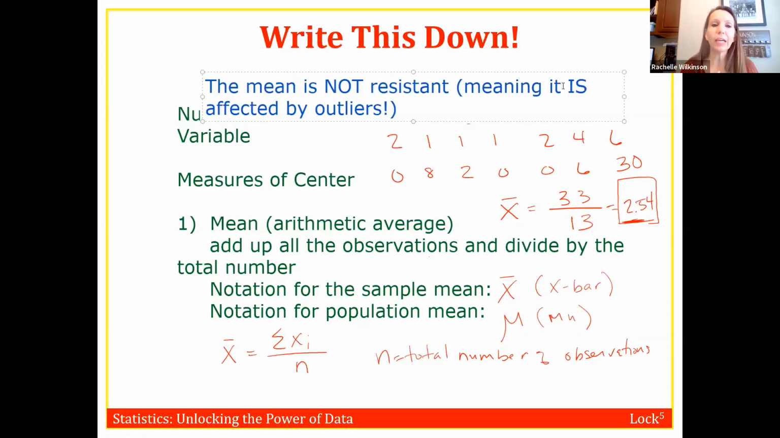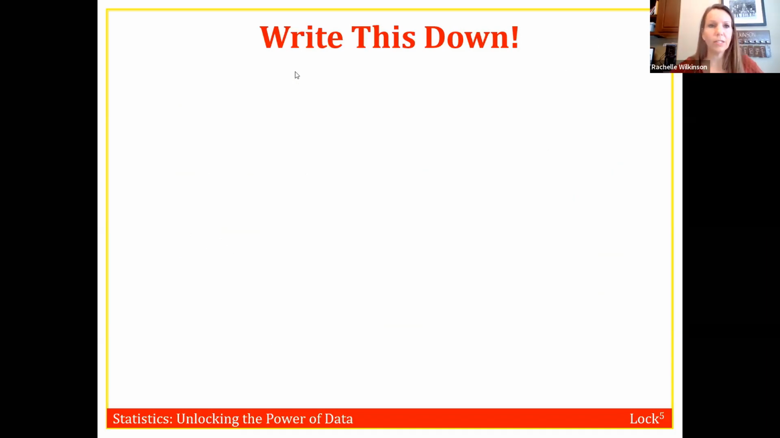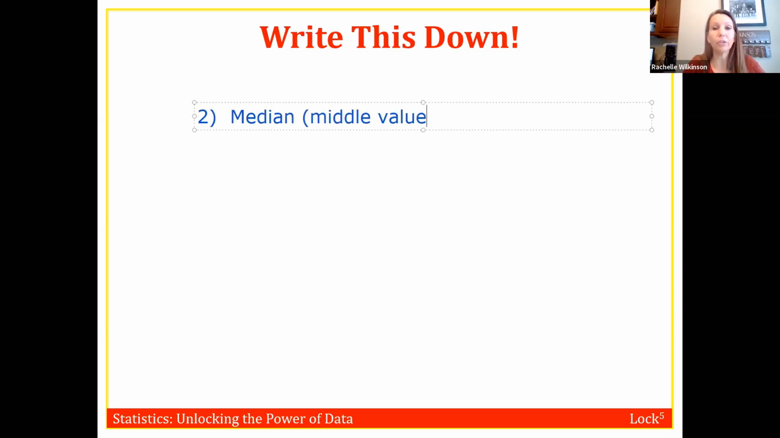Okay, so now let's look at our other measure of center. Our second measure of center is called the median. So this is number 2 in measures of center, and it's called the median. The median is just the middle value of the data set. So to find the median, the first thing we have to do is order the observations from smallest to largest.